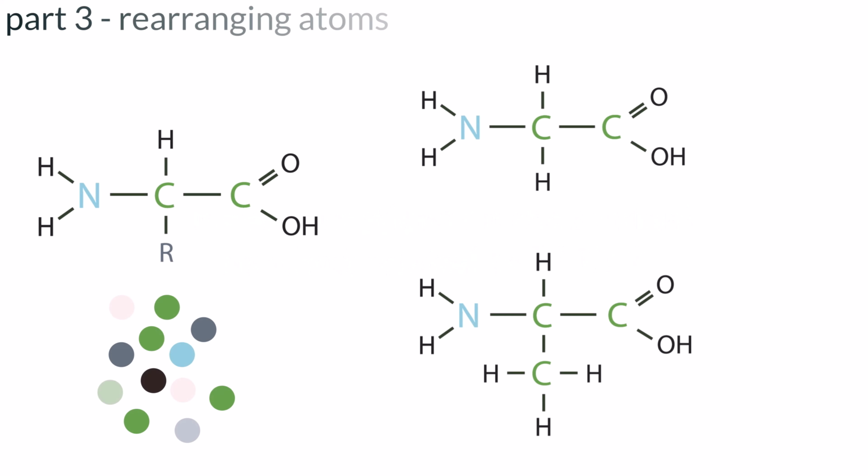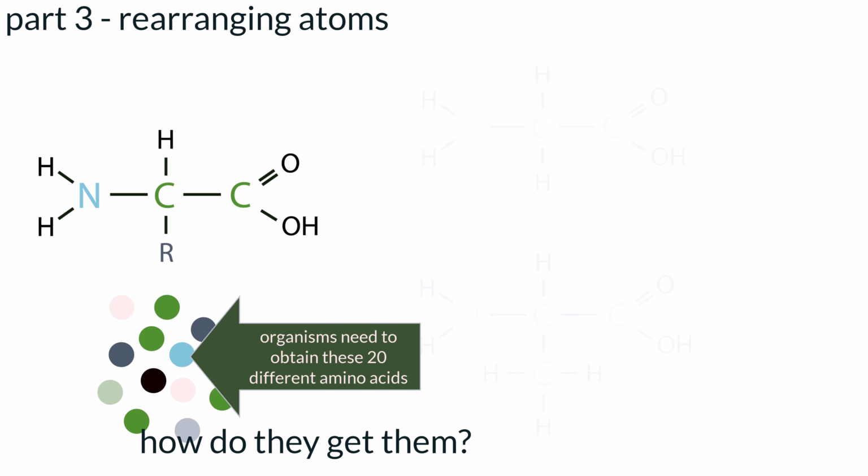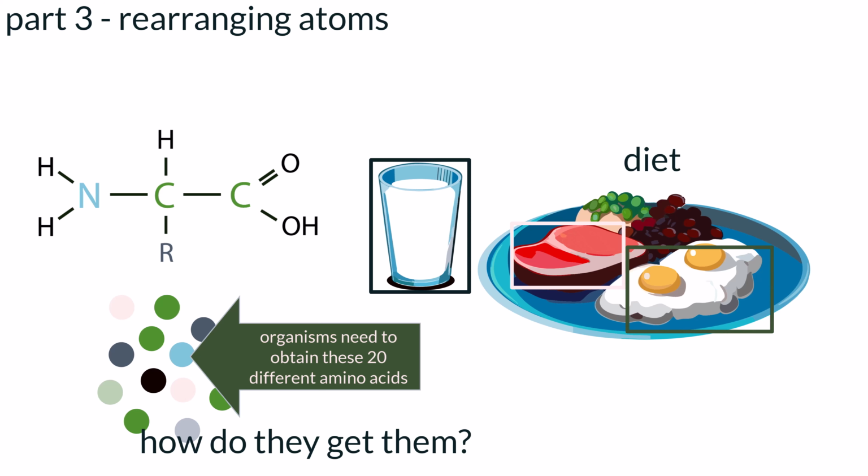Since proteins are a necessary molecule for life, all organisms need to be able to obtain all the different amino acids needed for protein production. So how do organisms get all of these different amino acids? For humans, most amino acids are obtained from our diet. Foods like meat, dairy, eggs, and some plant-based sources, like beans, contain protein.